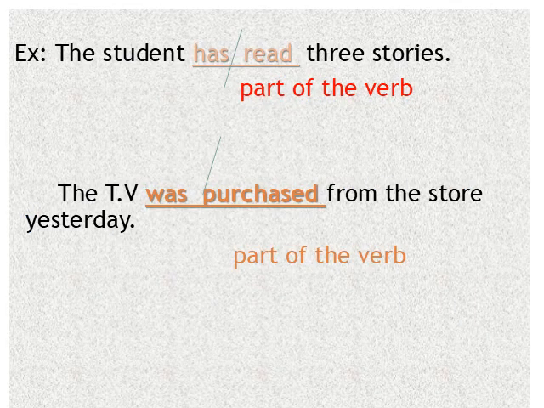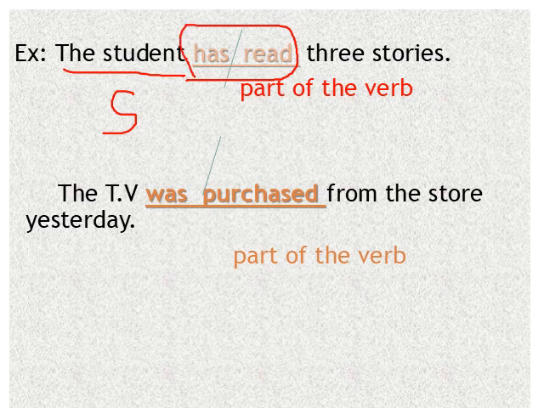Okay, now let's have these two examples. Let's start with the first one. The student has read 3 stories. As you can see, the student here is the subject. Then we have has read. Now, has read is the verb. Now, this verb consists of 2 parts, which is the past participle, read, and the verb to have, which is has in this case.